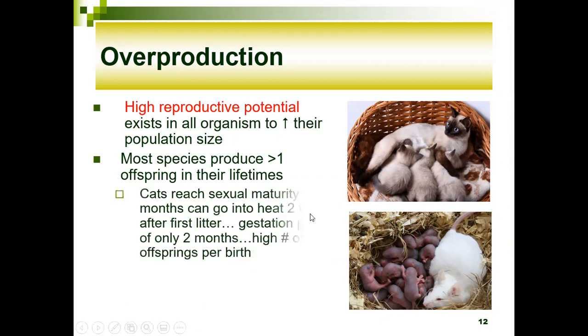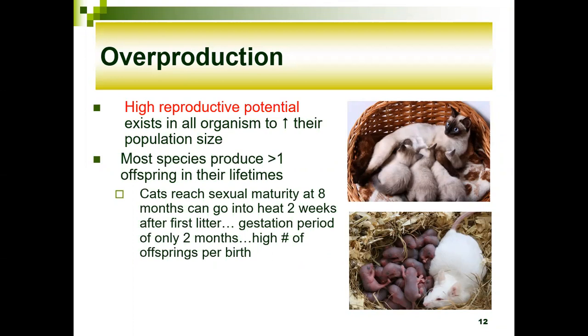Every birth, for example, for the cat, right? The cat at 8 months is already sexually mature, and then it can reproduce already. It can go into heat 2 weeks after the first litter. So after they give birth, 2 weeks later, they can get pregnant again. And then they reproduce again, then pregnant again, reproduce again. Okay? So every 2 months they give birth.